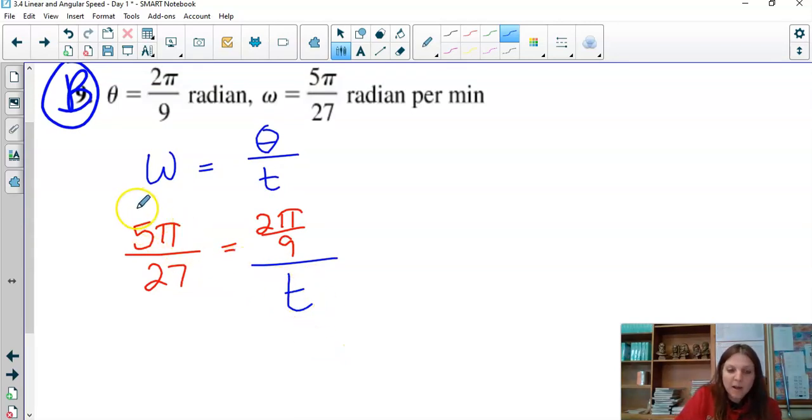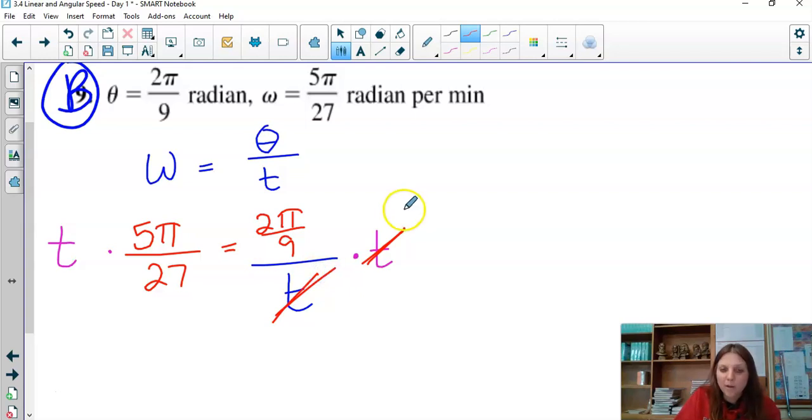You could cross multiply the 5 pi times the t. You could multiply these two together, but I'm going to have to work with a fraction then. So what I'm going to do instead is I just want to get this t out of the denominator. So this is divide by t. In order to get it out of there, I'm going to multiply by t, and I'm going to do that on both sides of the equation. That then will cross out these t's. They divide out. t divided by t is 1. 1 times all this still keeps it itself. So the t's cross out, and you're still left with the 2 pi over 9.